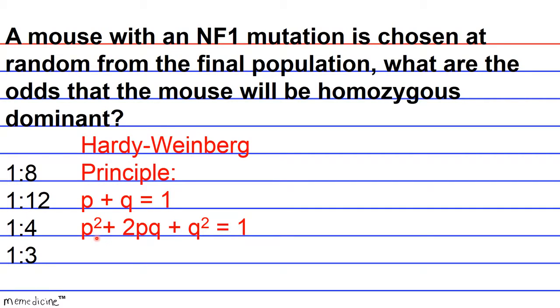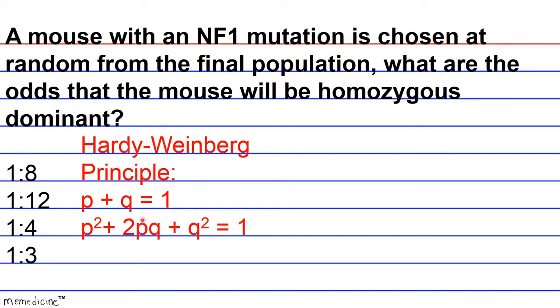Here, P squared represents the percentage of homozygous dominant individuals, so it's factoring in basically 2 alleles. And here also, Q squared represents the percentage of homozygous recessive individuals in the population. And here, 2PQ represents the percentage of heterozygous individuals.